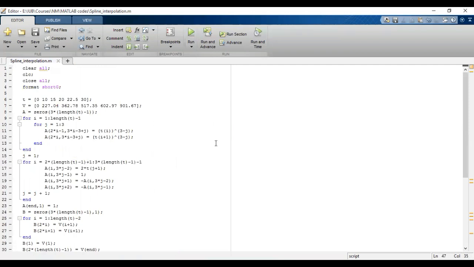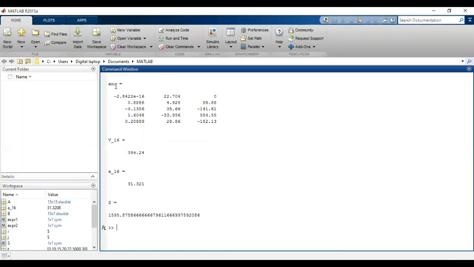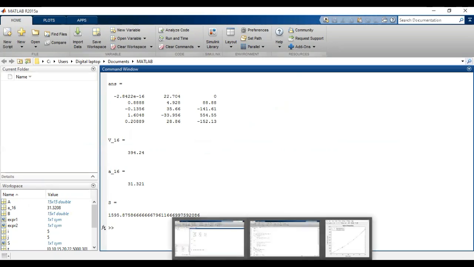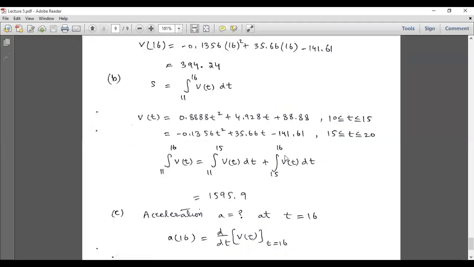So when I run this code, you can see that these are our experimental data points. The velocity of the rocket at t is equal to 0 is 0. Similarly, this is the second point, third, fourth, fifth and sixth. The sixth point is actually lying at t is equal to 30. And all the interpolation functions or spline interpolations are passing through all the data points. And the final answer that we get from this interpolation method is shown over here. And you can compare this result with what I have calculated over here.